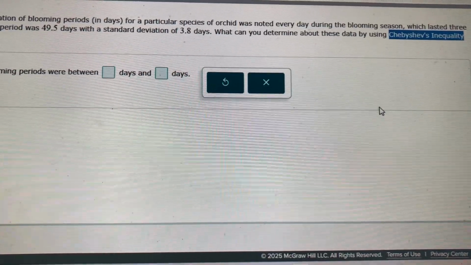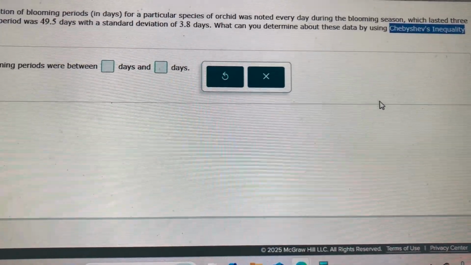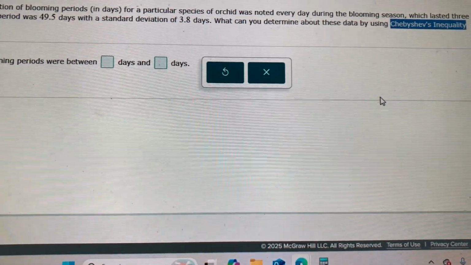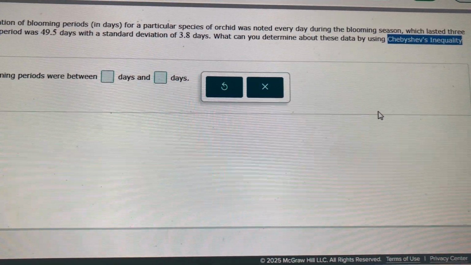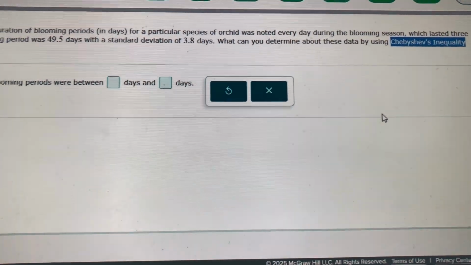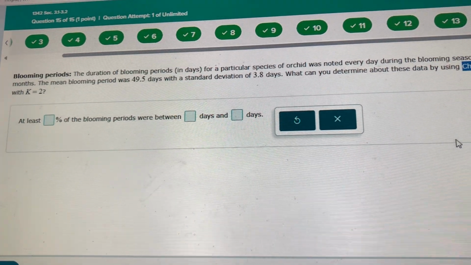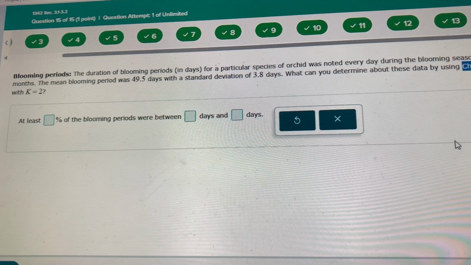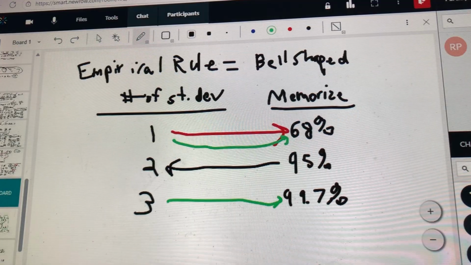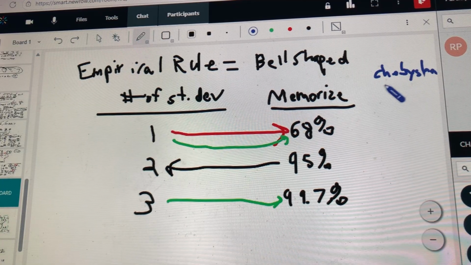But if they don't say use the empirical rule, or if they don't say it's bell-shaped, or if they come right out and say it's not bell-shaped, or if they say use Chebyshev's, then we use Chebyshev's instead. Chebyshev's is virtually the same procedure, but it uses different percentages instead. You only have to memorize the empirical rule one, but I'll add Chebyshev's right here. You only need to know Chebyshev's for the homework.